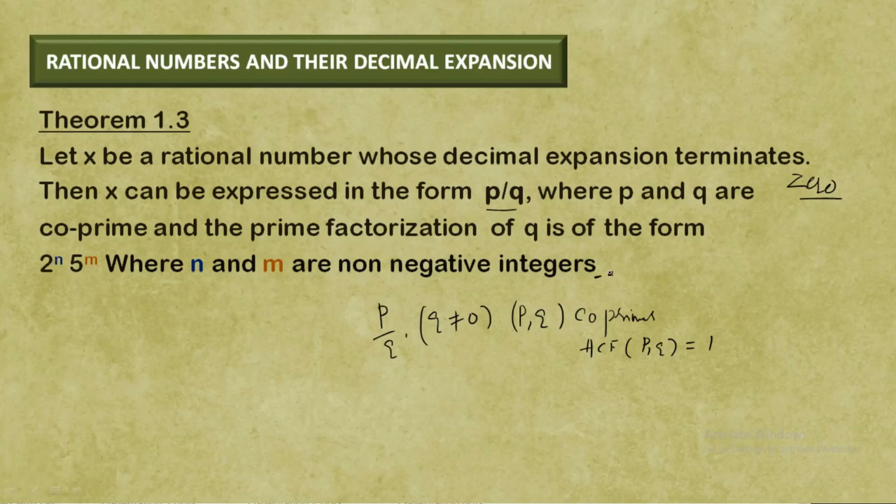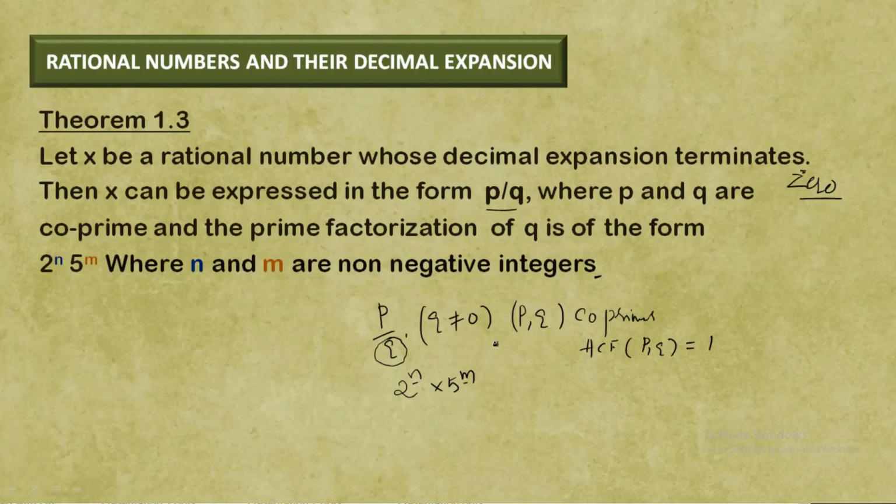So what they are saying is, if x is any rational number whose decimal expansion terminates, when we divide those rational numbers, the remainder is 0. When the remainder is 0, it terminates, it stops there. Then the number in the denominator, here it is q, when we factorize it, can be written in the form 2 power n into 5 power m, where n and m are both non-negative integers.